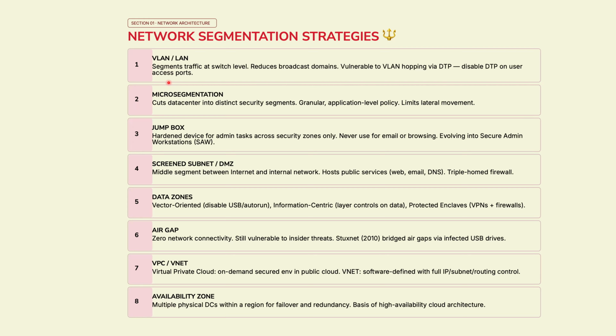Let's look first at the VLAN. Now, VLANs segment traffic at the switch level, reducing broadcast domains and providing logical separation without physical network changes. However, they are vulnerable to VLAN hopping attacks via the Dynamic Trunking Protocol. As a result, the critical mitigation is to disable DTP, Dynamic Trunking Protocol, on all user access ports.